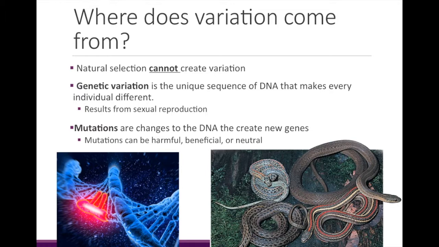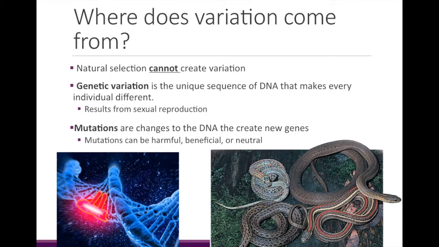However, it can only pass on genes that already exist. So the only way to make new genes is through mutations. Mutations are random changes that happen to the DNA when we make new cells. If those new cells happen to be a sperm or an egg cell, then those mutated genes could be passed on to the next generation.